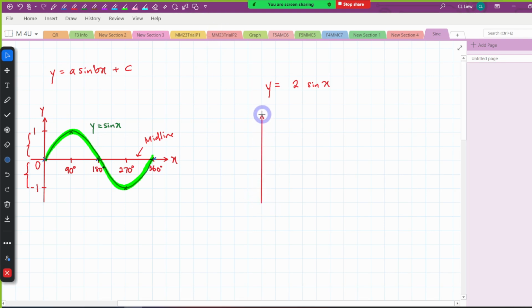Now let me draw the axis first. So this is 1, and let me write over here 2. I think I'll make it longer. Okay, this is 1 and this is 2. Don't have to label 1, it's okay. We only want to plot the important points, the critical points. So this is -1, -2 over here. This is the midline. This is x, this is y.